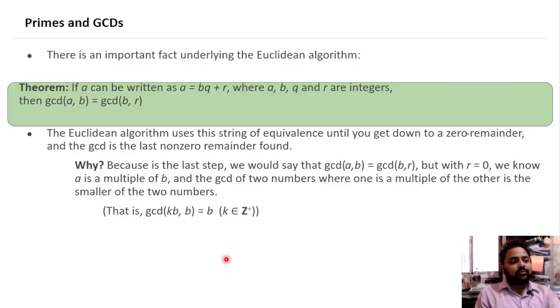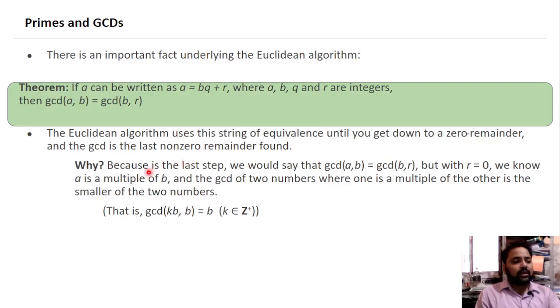There is an important fact underlying the Euclidean algorithm, the theorem. If A can be written as A equals BQ plus R, where A, B, Q and R are integers, then GCD(A, B) is equal to GCD(B, R). The Euclidean algorithm uses this string of equivalences until you get down to a zero remainder, and the GCD is the last non-zero remainder found.